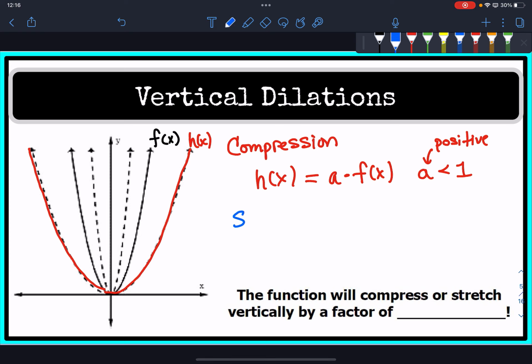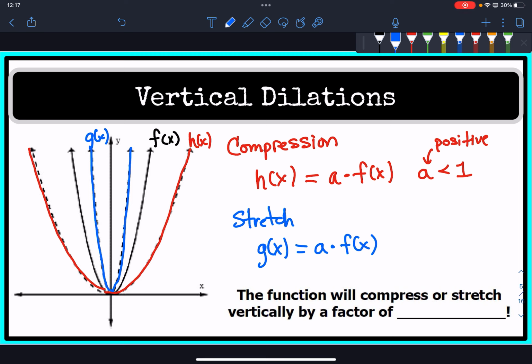If I'm going to stretch a parent function vertically, it's going to make the graph look skinnier, like this blue one here, and we'll call that g of x. And the way to get the graph of g of x is that we multiply again the parent function f of x, again with some value of a. But the only difference is that that value of a is going to be greater than 1. So this is pretty much straightforward.